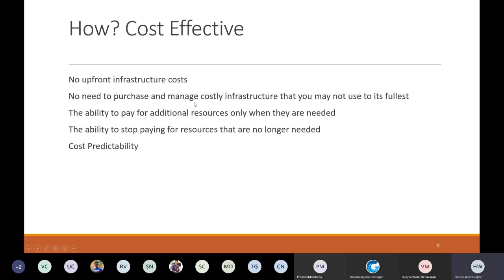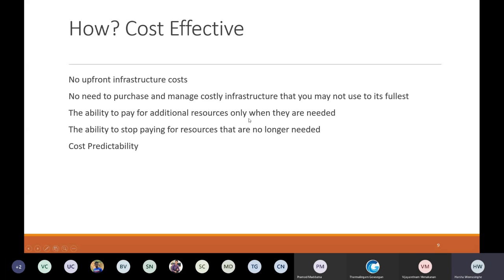It says no need to purchase and manage costly infrastructure that you may not use to its fullest. For example, you are taking a machine with 32 GB RAM, but in the first year you are not using that 32 GB. You might only use 8 GB. Even though you are not using it to the fullest, you have to spend money for this RAM, random access memory, that particular storage. But when it comes to cloud computing, we are not going to purchase the whole 32 GB. We are only going to pay for the amount that we use.